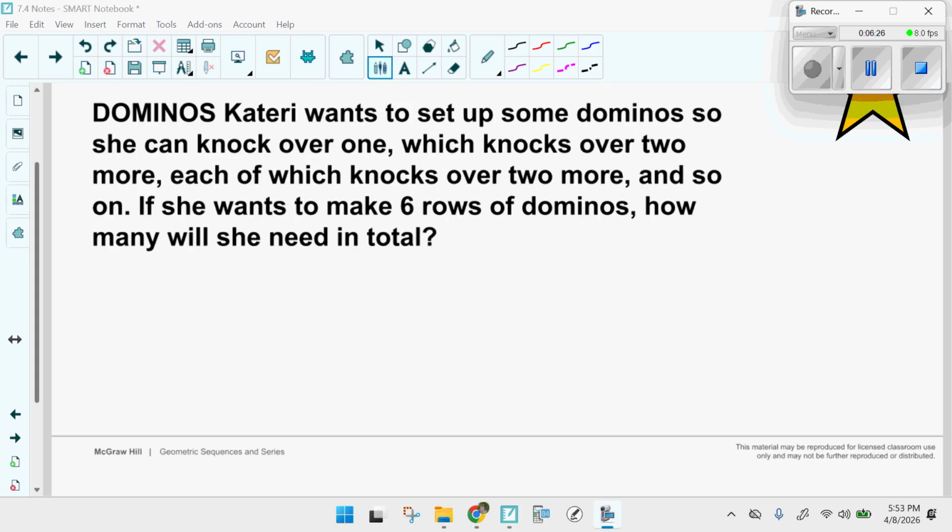We're heading to example 7. Katari wants to set up some dominoes so that she can knock over 1, which is going to knock over 2 more, which knocks over 2 more, and so on. If she wants to make 6 rows of dominoes, how many will she need in total?